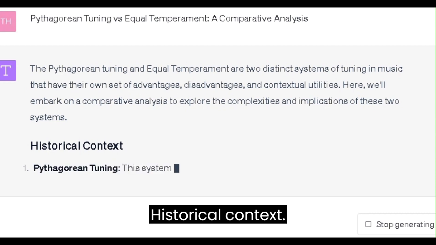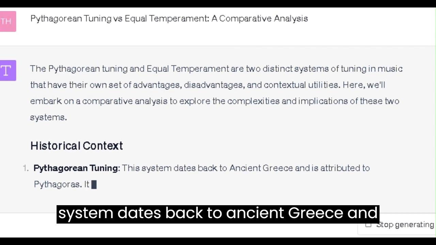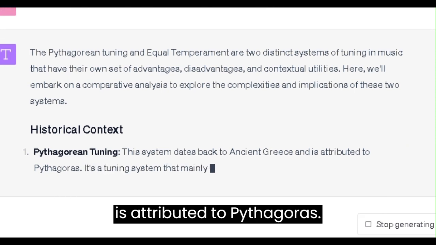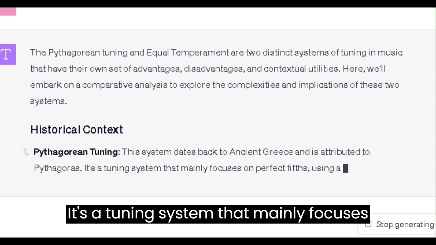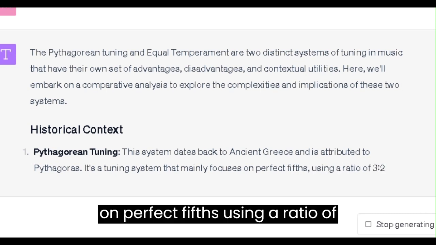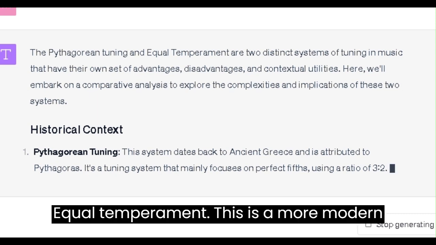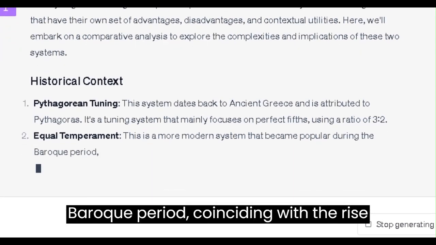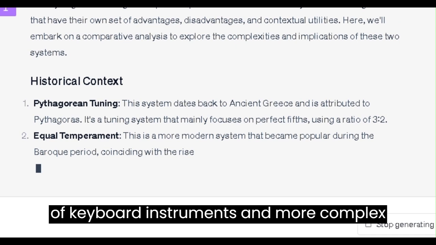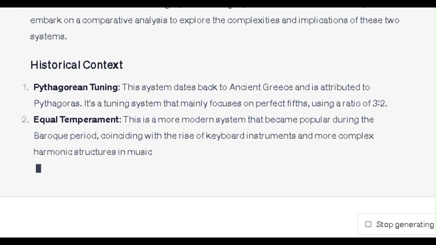Historical context. 1. Pythagorean tuning. This system dates back to ancient Greece and is attributed to Pythagoras. It's a tuning system that mainly focuses on perfect fifths, using a ratio of 3:2. 2. Equal temperament. This is a more modern system that became popular during the Baroque period, coinciding with the rise of keyboard instruments and more complex harmonic structures in music.